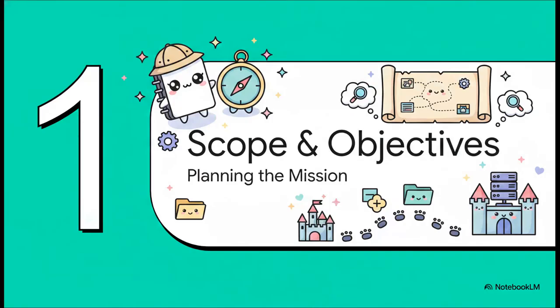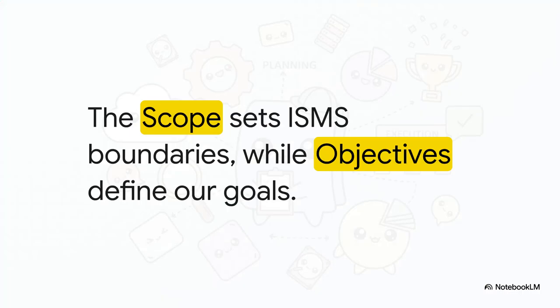First step on the agenda, step 1, scope and objectives. Basically, planning the mission. Look, before we even start poking around, we absolutely have to draw our map. The scope sets your exact boundaries. Are you auditing the entire ISMS or zooming in on something specific, like incident response? It has to be comprehensive enough to actually matter.